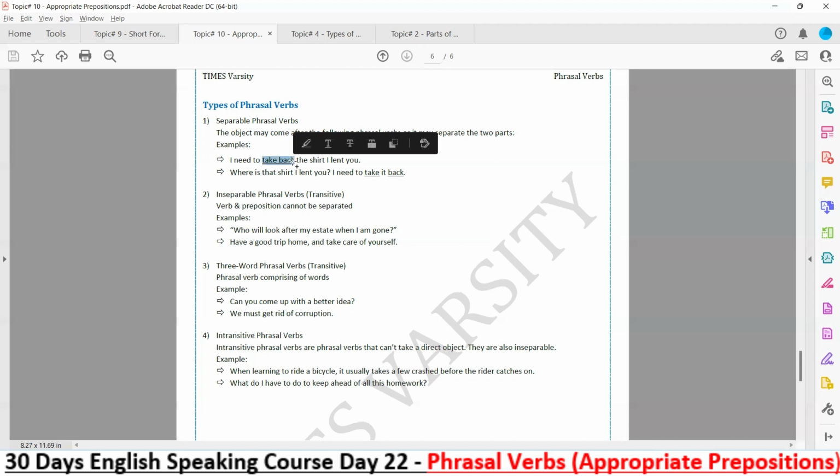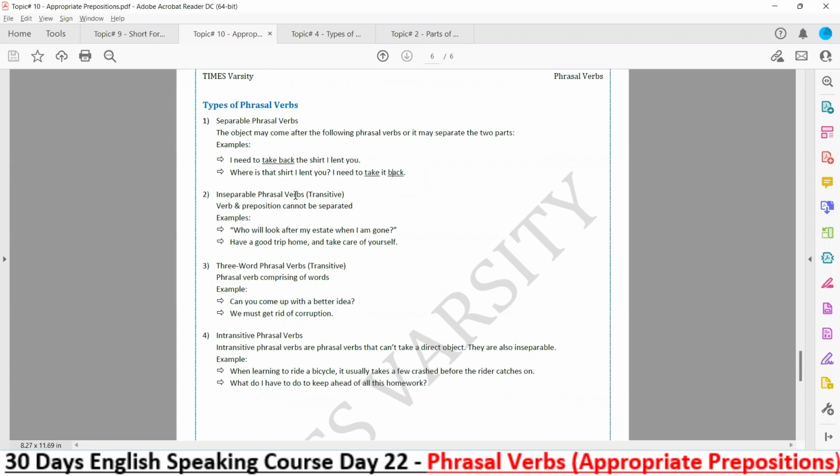And such phrasal verbs where we can use the object between the words of the phrasal verb are called separable phrasal verbs. So here, as per the grammar, we can also say, I need to take it back. So take and back, these two words make a phrasal verb, but you can see a pronoun is used between them. So such phrasal verbs are called separable phrasal verbs because they can be used separately.